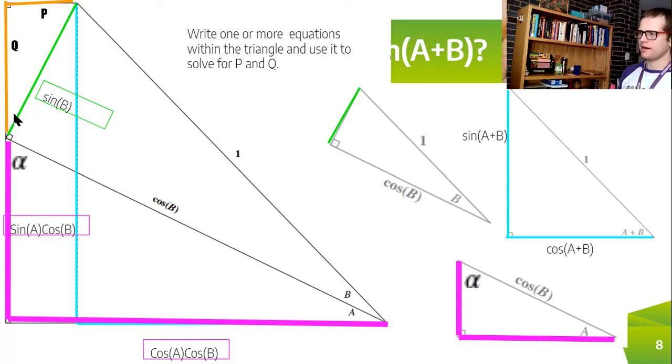So to write an equation for P and Q, I could use sine and cosine of angle A. For P, I could do sine of A equals P divided by sine of B, which would give me sine of A sine of B. For Q, cosine of A equals Q divided by sine of B, which gives us sine of B cosine of A for Q and sine of A sine of B for P. Nice.